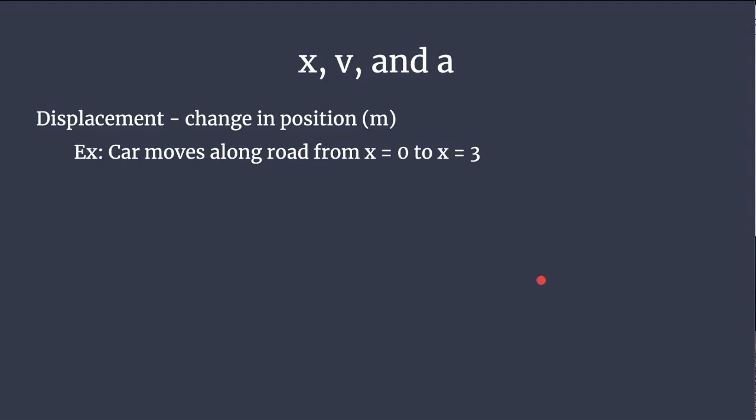It also necessitates a direction. For example, if I move from x equals 0 to x equals 3 along a number line, I moved 3 units in the positive direction. You could also say I moved negative 3 units in the negative direction, although this would be weird.